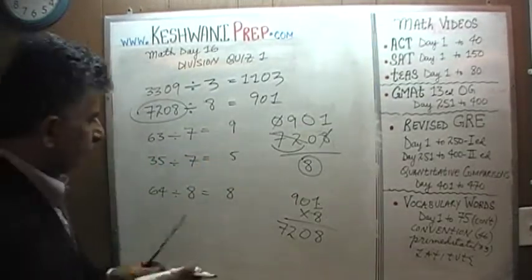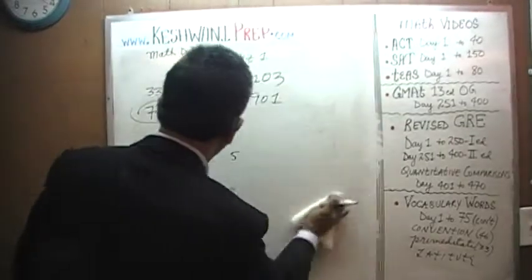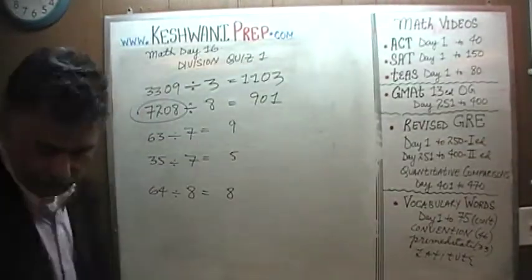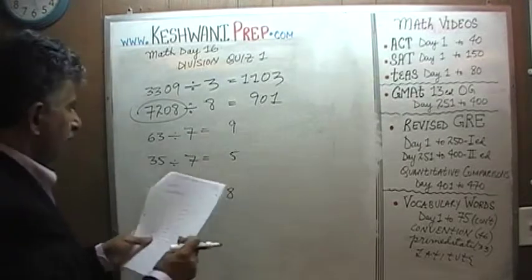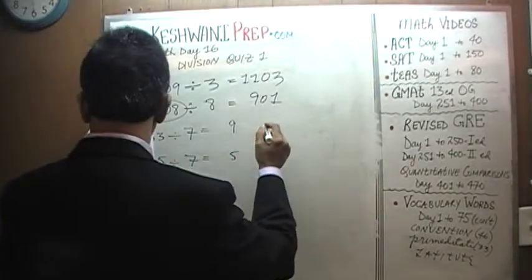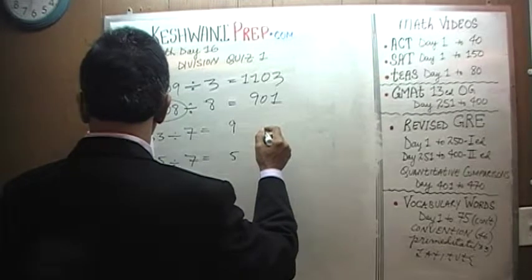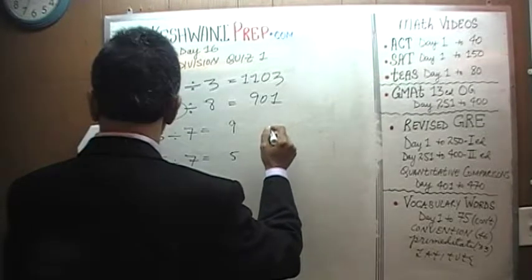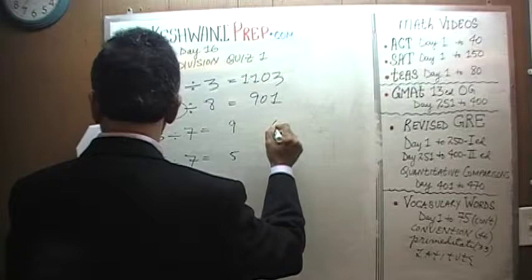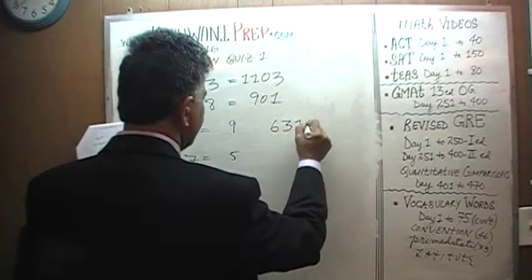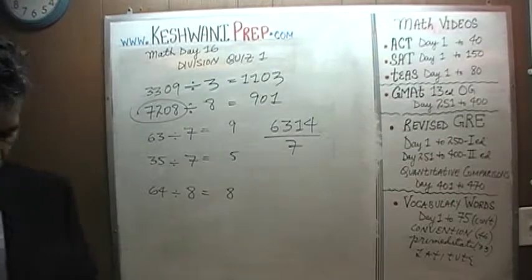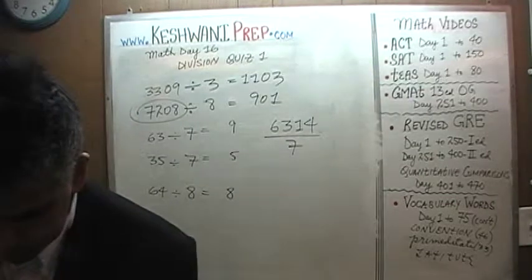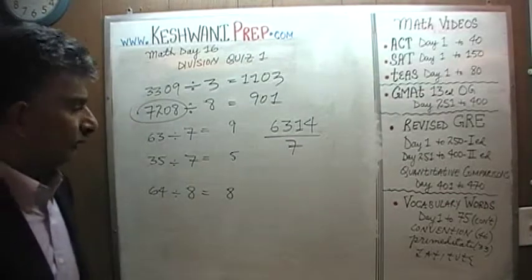Let's do one more, shall we? How about 6,314 divided by 7. Well, same exact process.